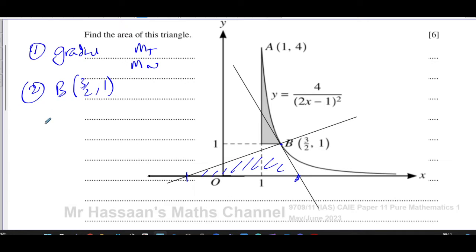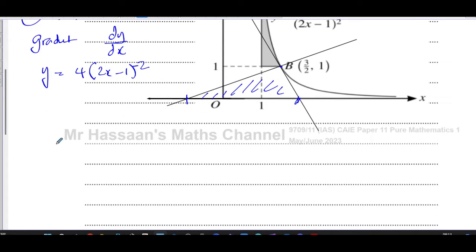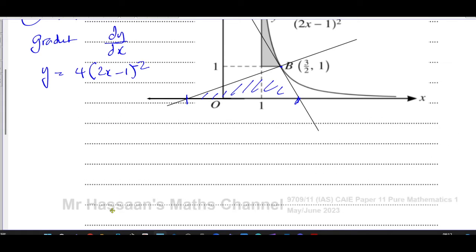In order to do that for the tangent, I need to know the gradient. The gradient is found by using the gradient function, which is dy/dx. So we have our function, and we have to find dy/dx. We have y equals 4 times (2x minus 1) to the power of negative 2. Get it ready for differentiation. When we differentiate this, we have to use the chain rule.